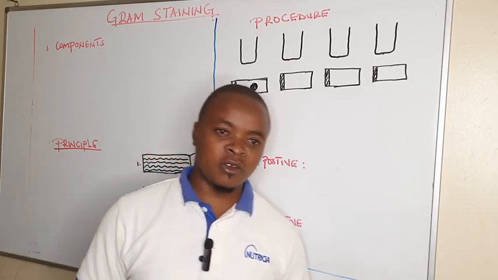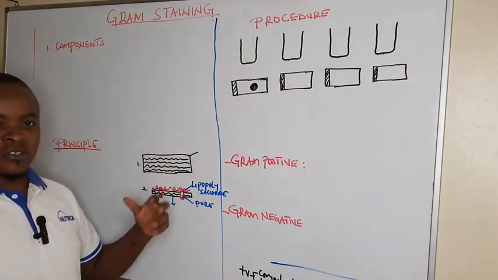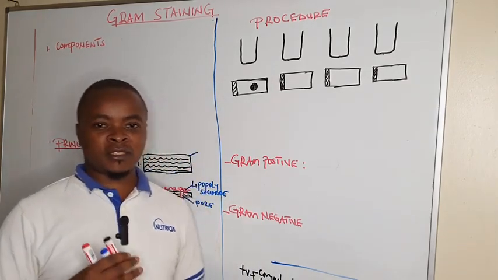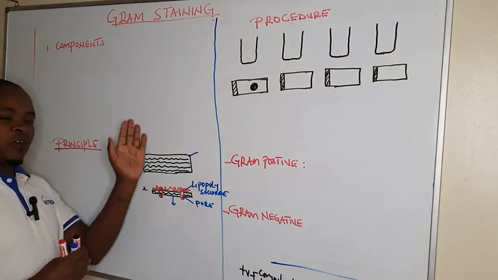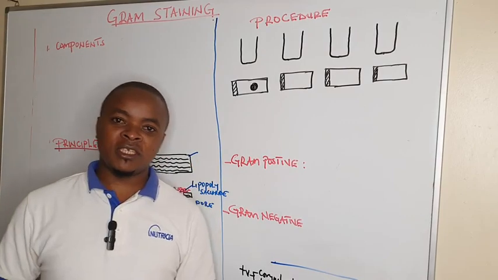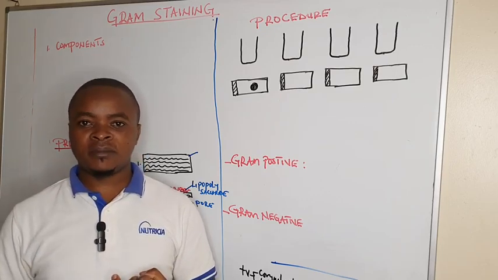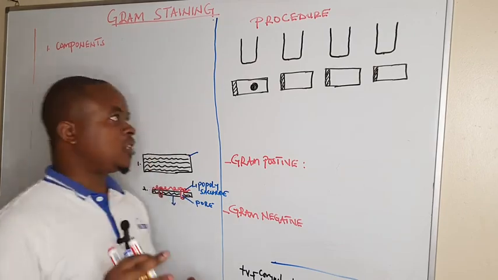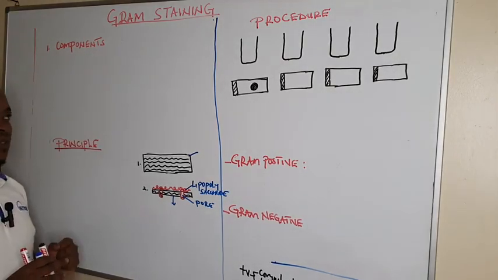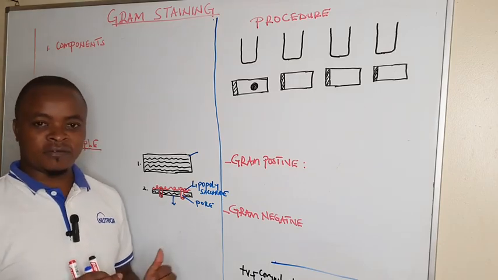So in this session, we are going to talk about a concept known as gram staining. This gram staining was developed in 1884 by a scientist known as Hans Gram, and that's why we call it gram staining. It is used to differentiate bacteria according to the Gram reaction, or the staining reaction. We are going to look at the components of the Gram stain, the principle, the procedure, and examples of Gram positive and Gram negative organisms.